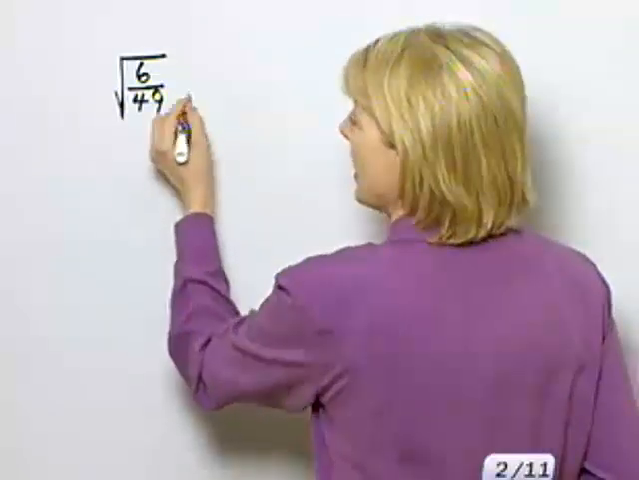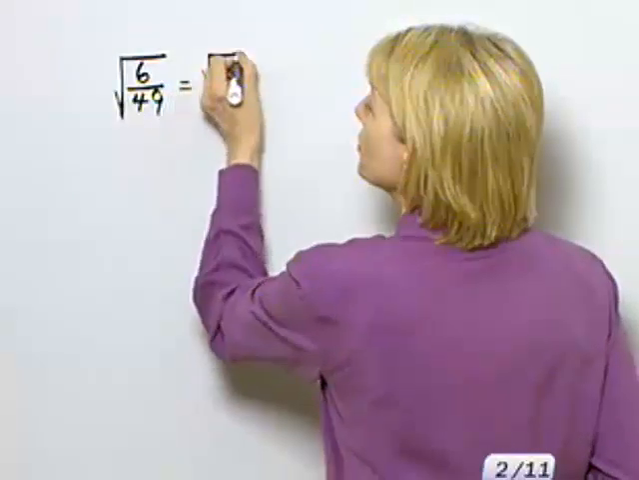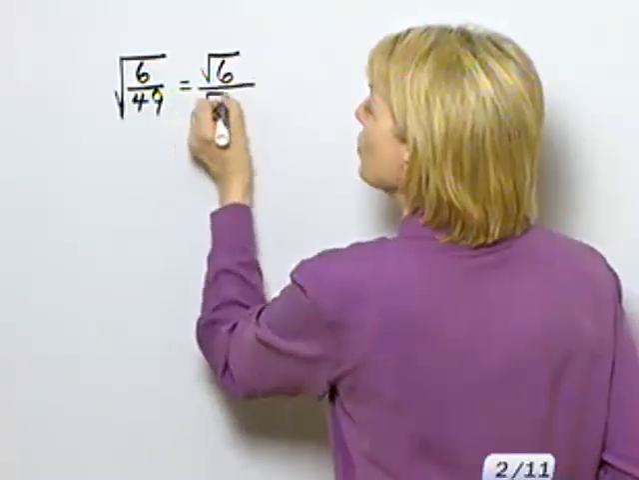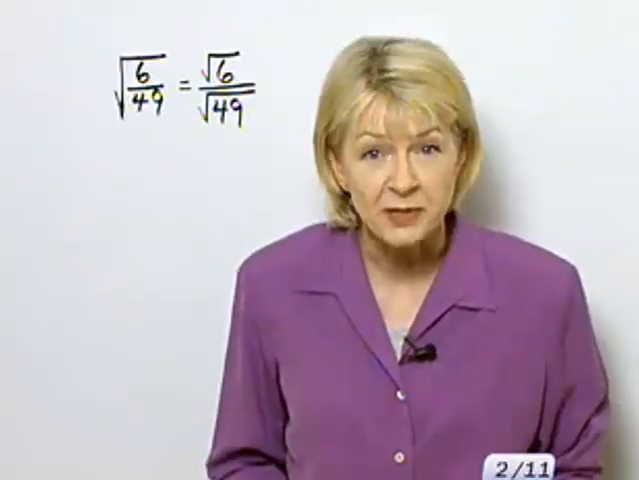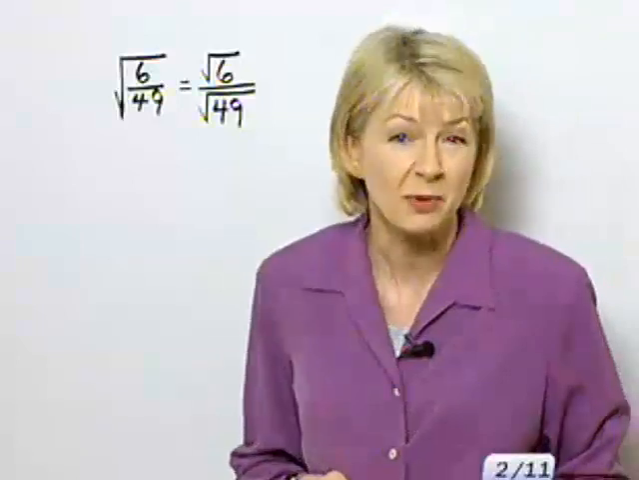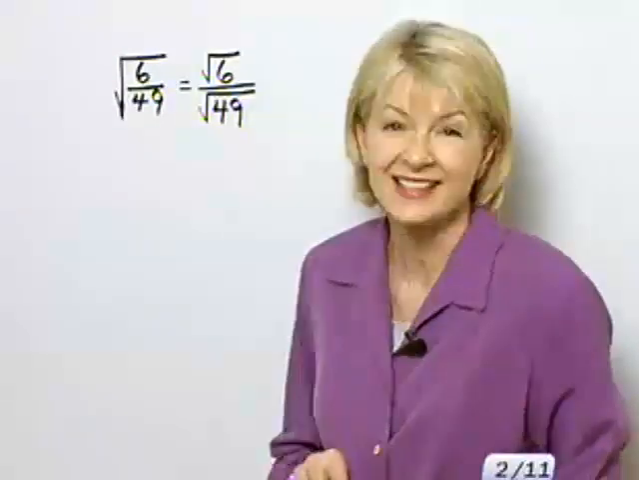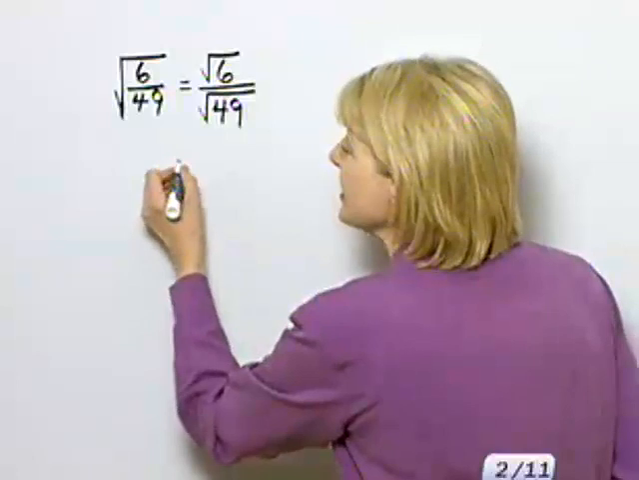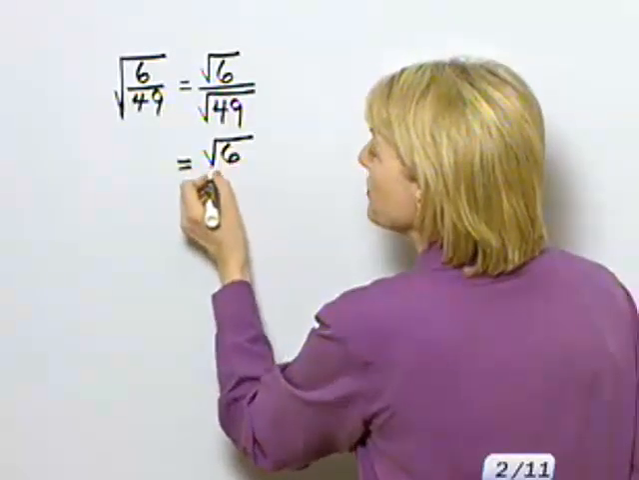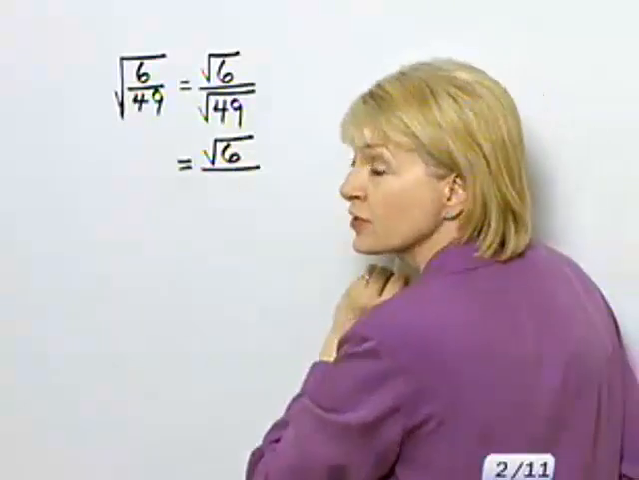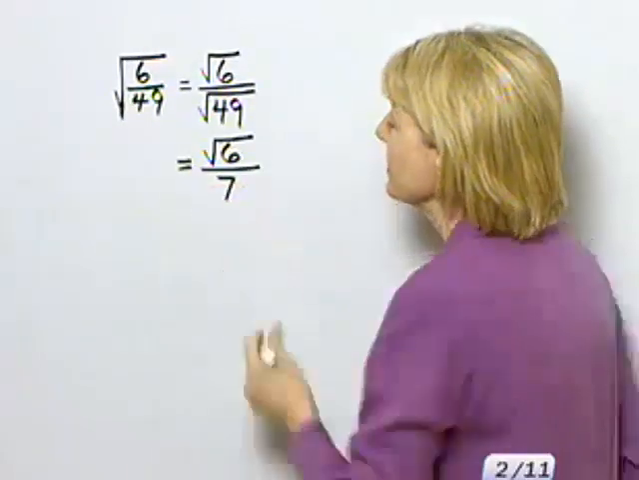Here I'd like to simplify the square root of 6 over 49. Well, by the quotient rule, I can write this as the square root of 6 over the square root of 49. Now, how does that help me? It helps me because I know 49 is a perfect square, whereas 6 is not. So I can at least evaluate the denominator. In the numerator, I have the square root of 6. In the denominator, the square root of 49 is 7.